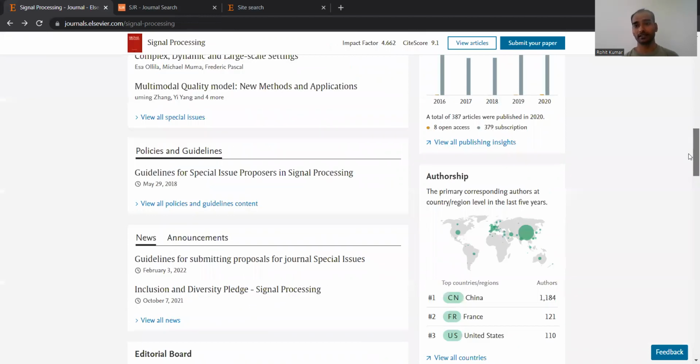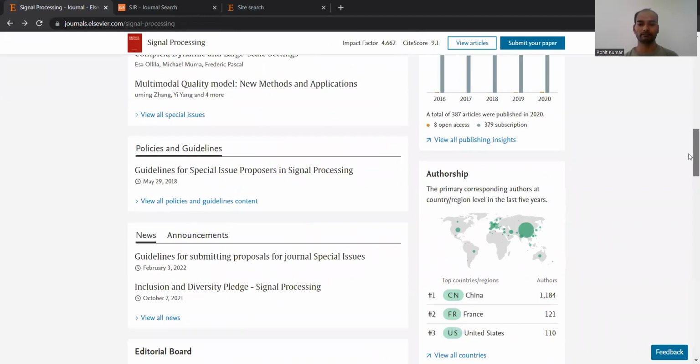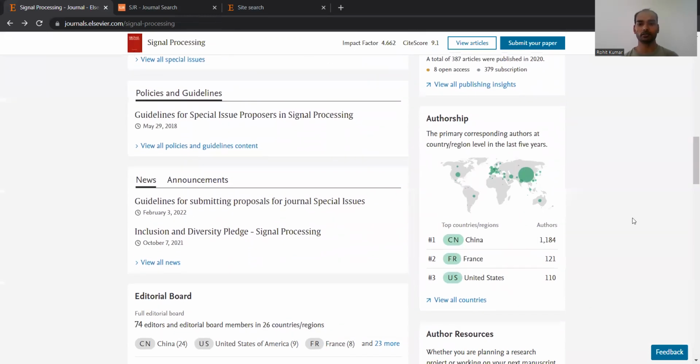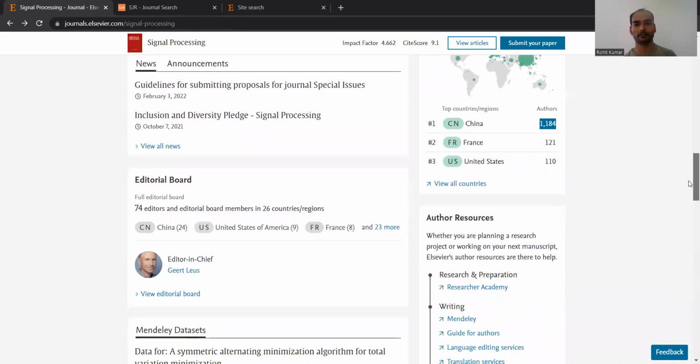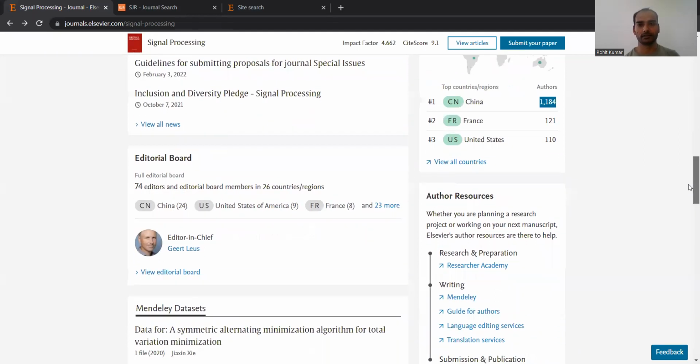I'm not saying that definitely they'll get influenced, but there might be a probability that most of the accepted works will be from China. And it's a clear indication here that China is having approximately 1,200 authors. And in this way, it's a kind of clear domination in this journal.